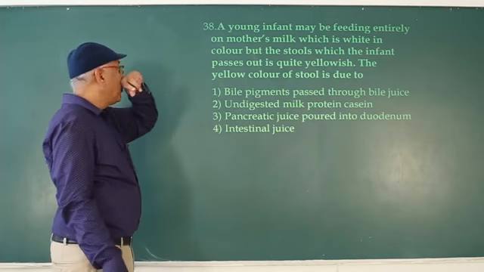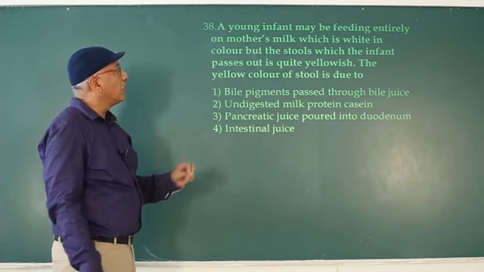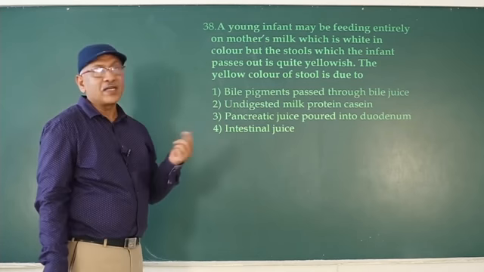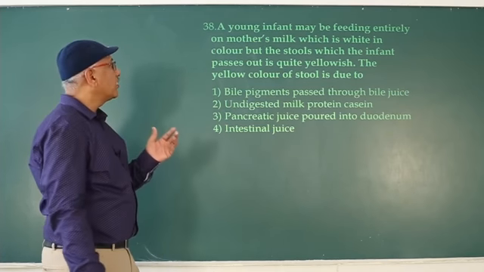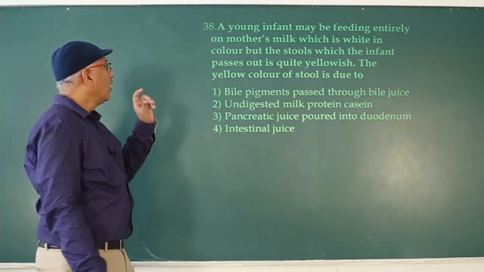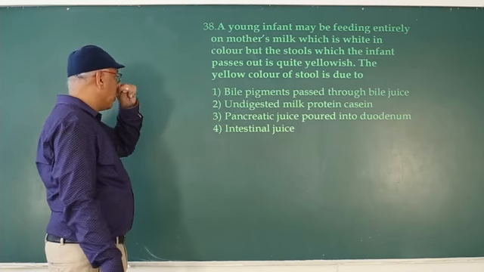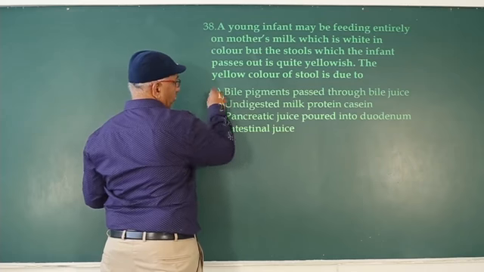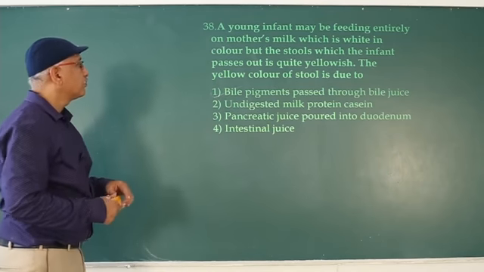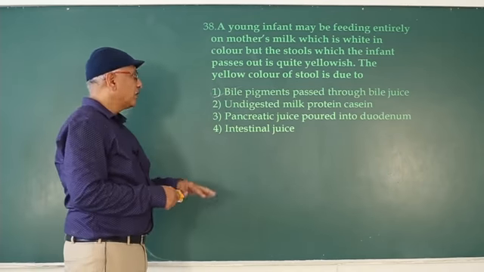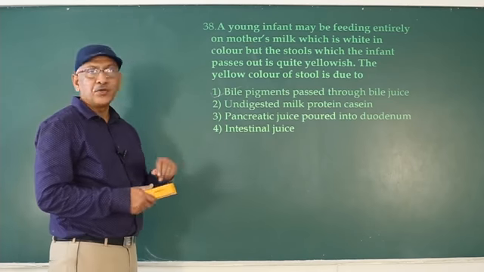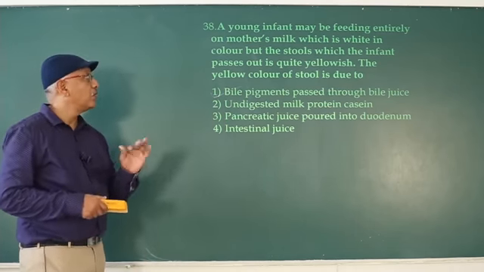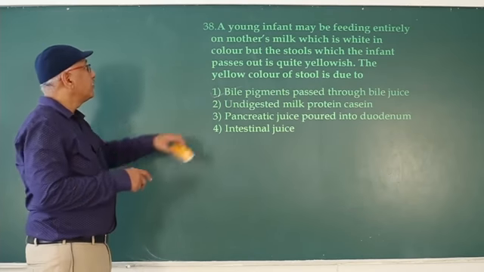A young infant may be feeding entirely on mother's milk, which is white in color, but the stool, the fecal matter which the infant passes out, is quite yellowish. The yellow color of stool is due to bile pigments processed through bile juice, not undigested milk, not pancreatic juice poured into the duodenum, nor intestinal juice. Bile pigment passes through bile juice and gives the yellow color.